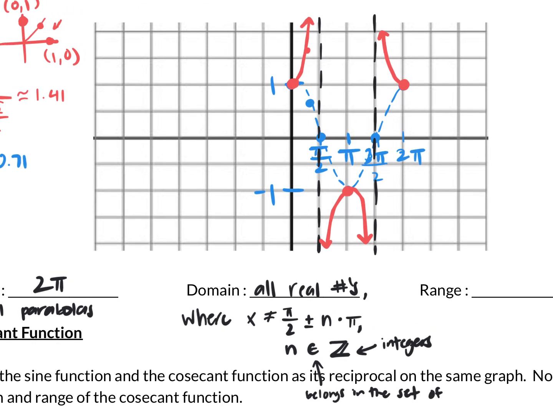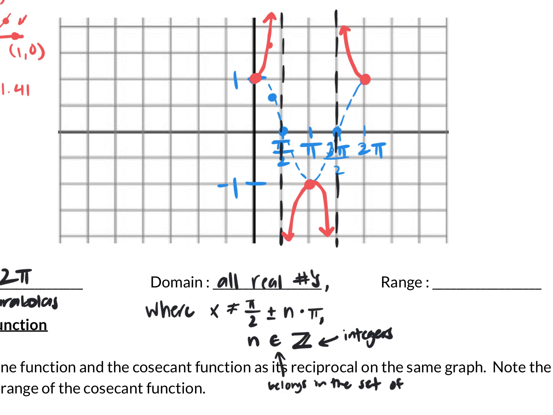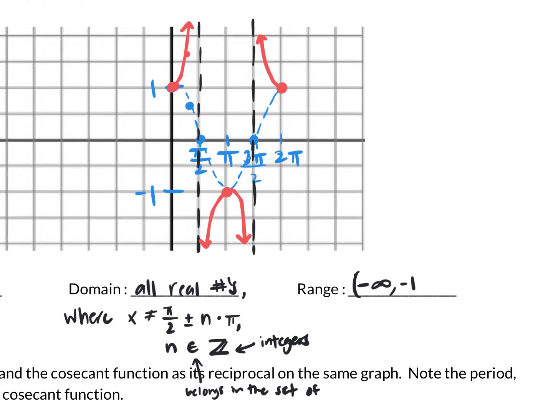Okay, and then my range value. My range is going to be all of my y values. So my lowest y value that I could possibly have is negative infinity. And that goes up to what? Negative 1. Can I include negative 1? Yes. And then I'm going to start again at 1 and go up to positive infinity.